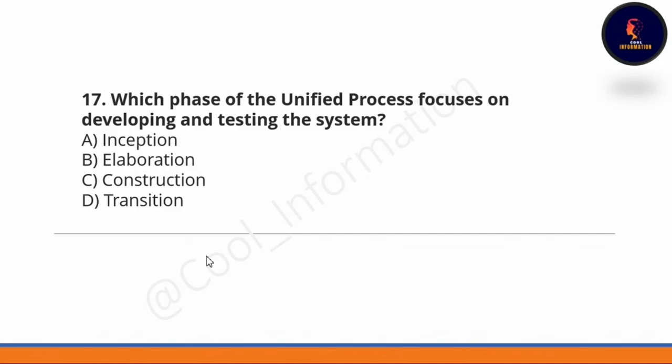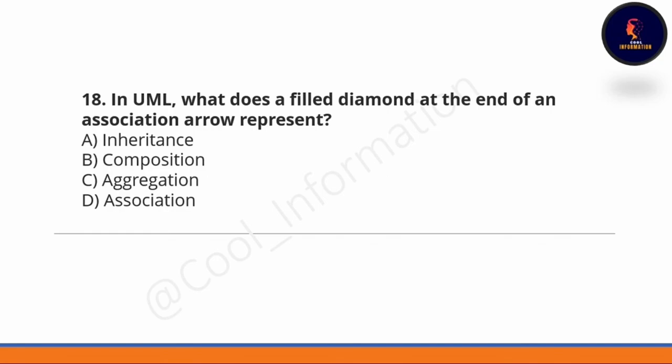Next question. Which phase of unified process focused on developing and testing the system? Inception, elaboration, construction or transition? Construction is the phase of the unified process that focuses on developing and testing the system. So option C is correct here. Moving to the next question. In UML, what does a filled diamond at the end of an association arrow represent? Option A, inheritance, B composition, C aggregation or D association. Option B is correct.